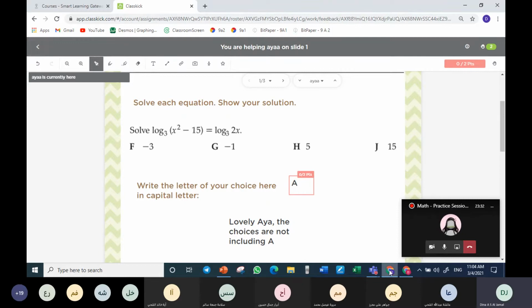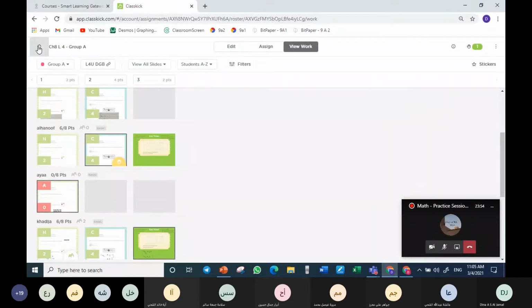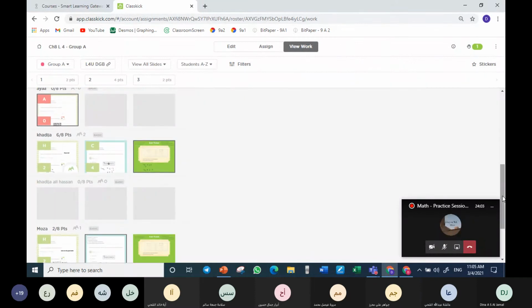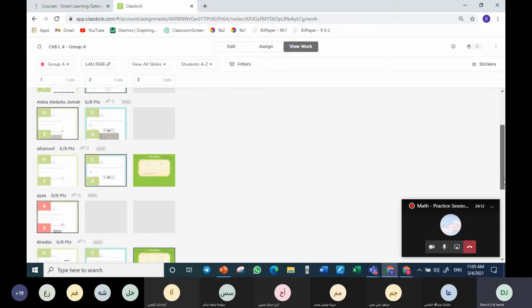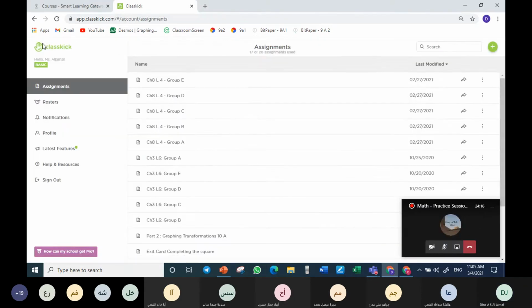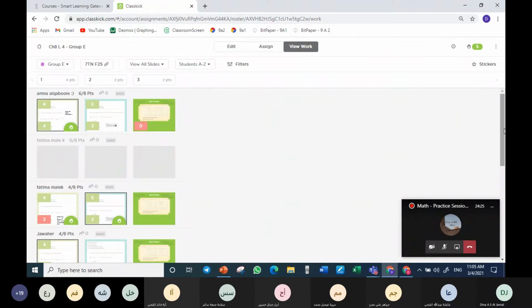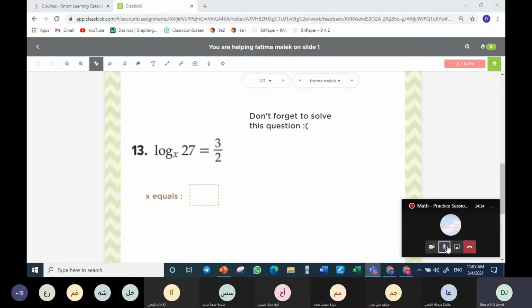Okay, miss. Good. So, ladies, pay attention to the time. 18 seconds left or less, and we will be starting the discussion of the CCQ. Aya, can you raise your yellow hand? Thank you so much, Aisha. I can see in your group also another student is raising her yellow hand. Fatma Malik, you forgot one of the questions.